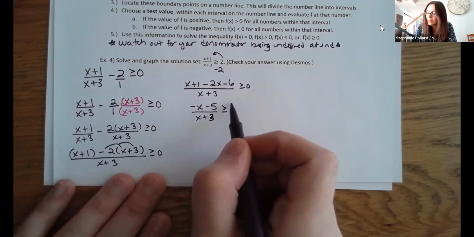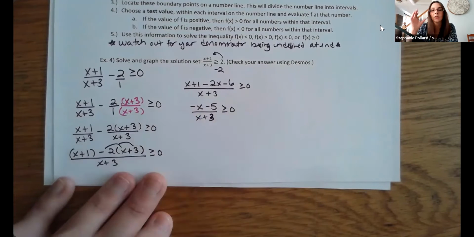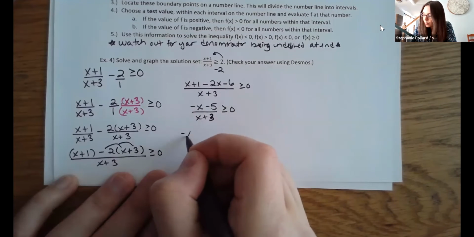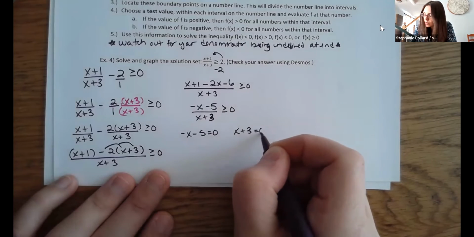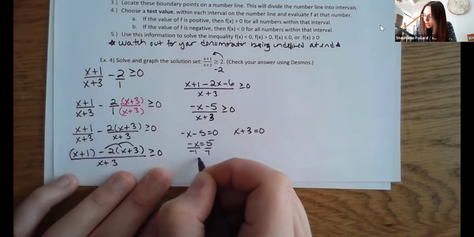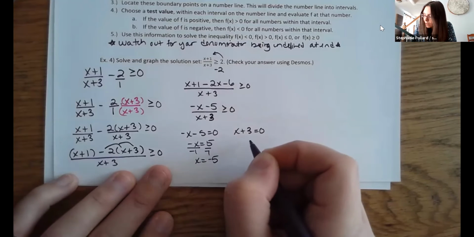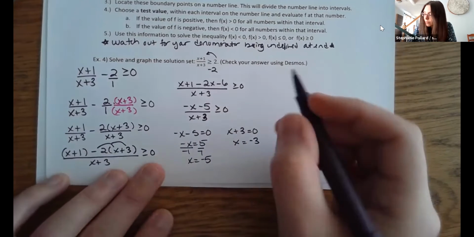All right, so now we have our starting piece here. So this is what you want. Everything is nice and organized. I have just one rational and I have 0 on the other side. So what you do is you set both the numerator and denominator equal to 0 to solve. So here I'm going to add 5 first, and then I would divide by -1. So I have my first boundary point of -5. Here I subtract 3 and I have my second boundary point of -3.